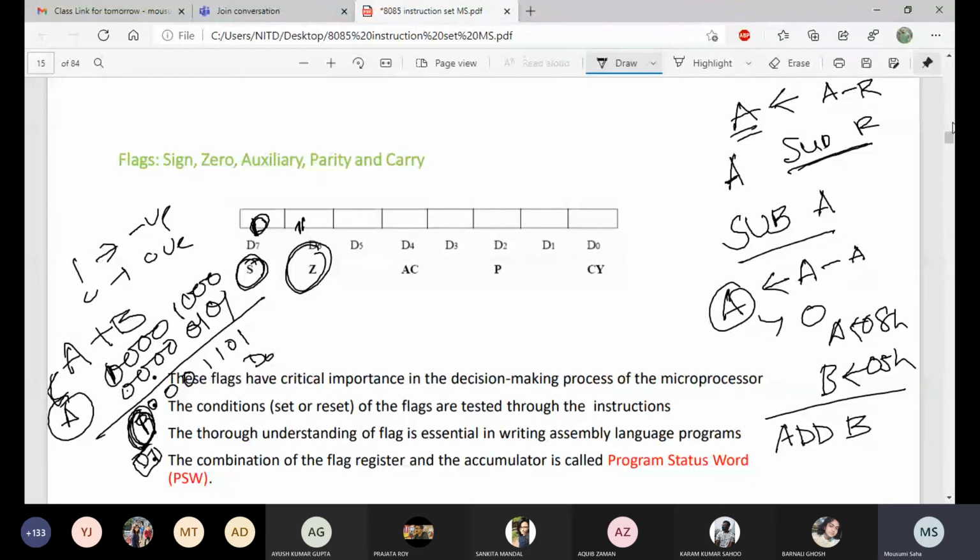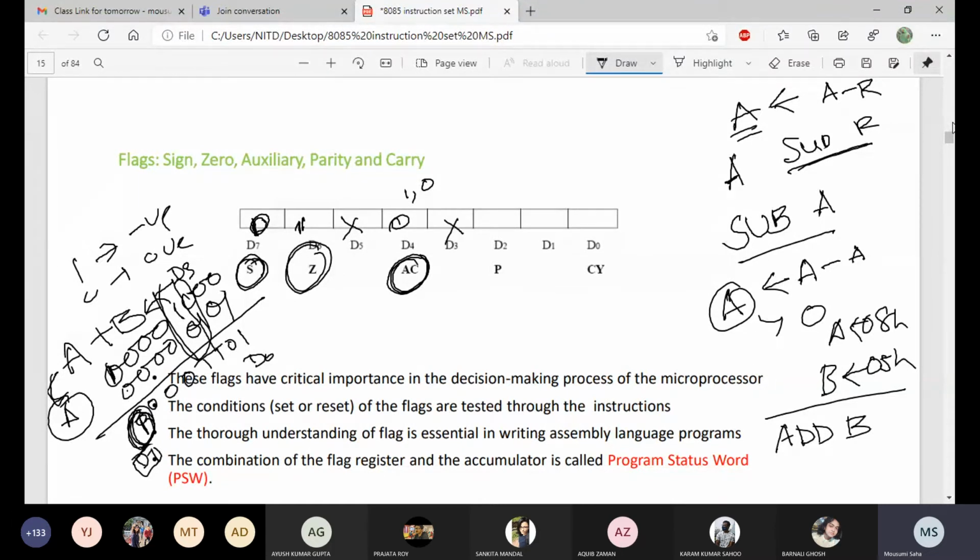Okay. Now this bit we do not use, and D4 is the auxiliary carry. AC means auxiliary carry. Auxiliary carry means that at the D3 bit, if you add and it generates any carry, at that moment it will write 1, otherwise it will be 0. For this case, the data I have considered is 88 and 05. So here at the D3 bit we don't have any carry at this position. For that reason, here you have to store 0.